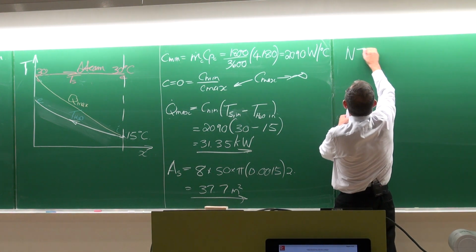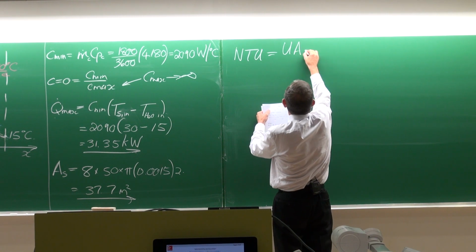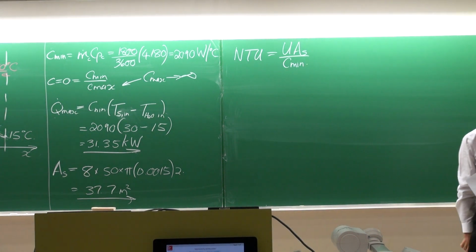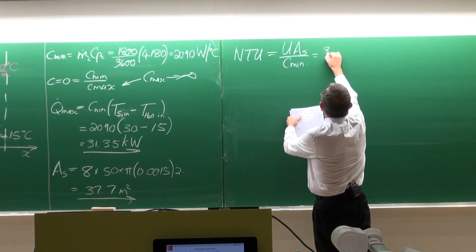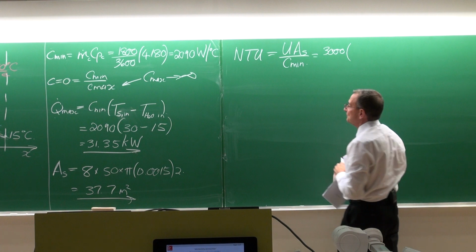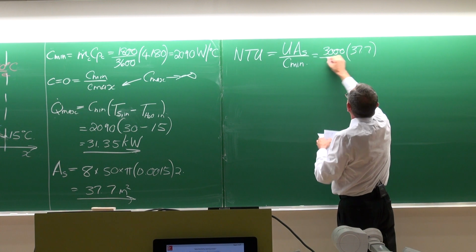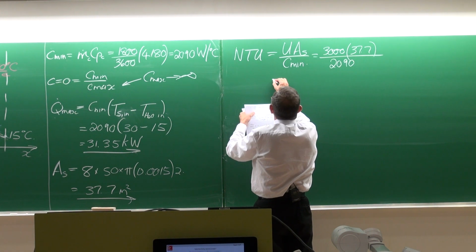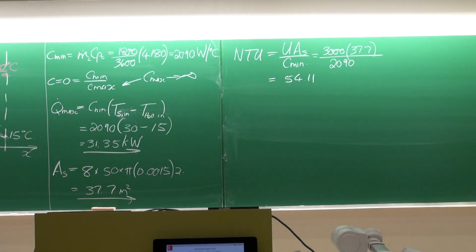Now, in terms of the NTUs, the number of transfer units is equal to the overall heat transfer coefficient multiplied by the surface area divided by C minimum. That's been defined in the previous lecture. The overall heat transfer coefficient is 3000. The surface area is 37.7. And C minimum is 2090. And that would give us a value of 54.11.